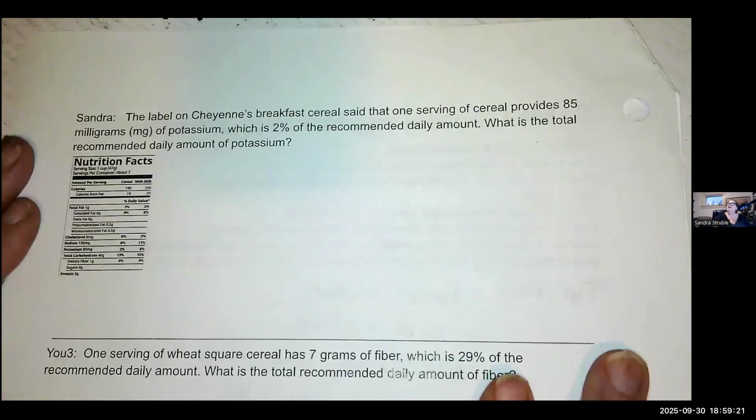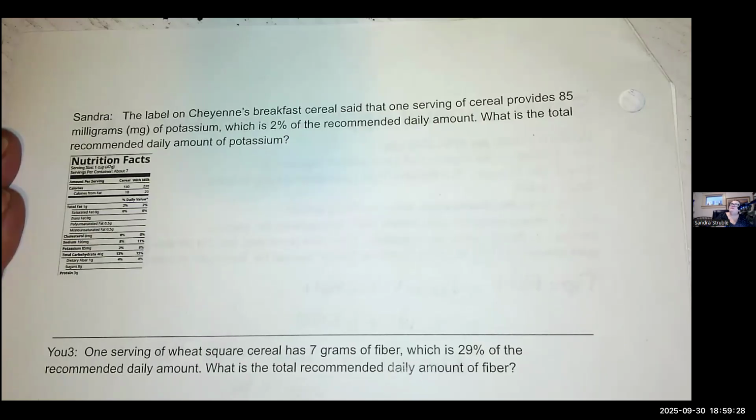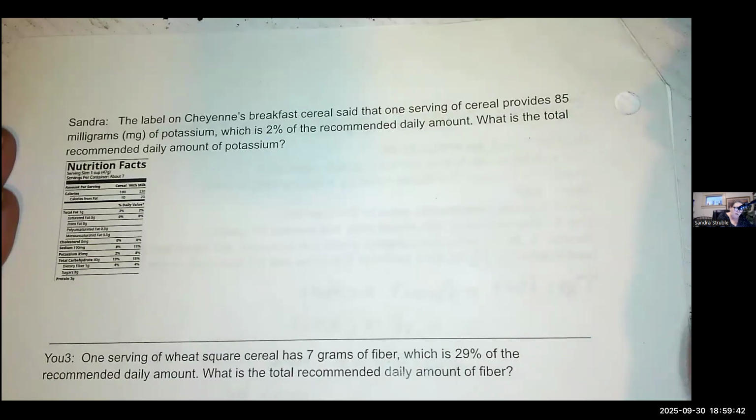All right. The label on Cheyenne's breakfast cereal said that one serving of cereal provides 85 milligrams of potassium, which is 2% of the recommended daily amount. What is the total recommended daily amount of potassium? Well, we're looking for 2% of what is 85, right? So 2% of the whole is 85.